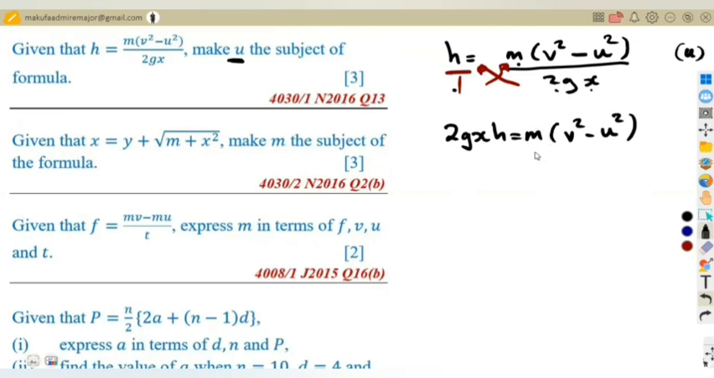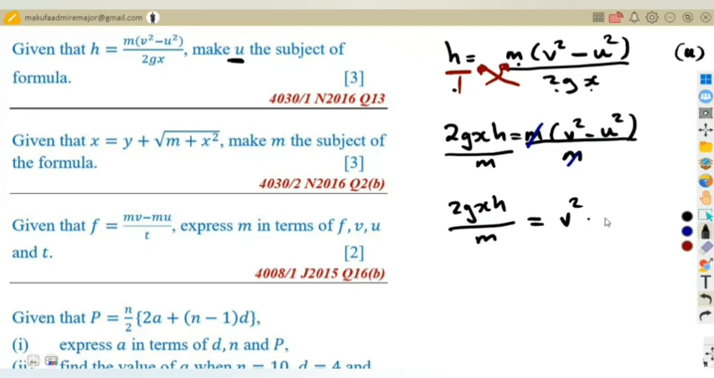Yes, we can divide by m, since we do not have the part of m here. Or we can expand the brackets. So there are two ways here. We can expand brackets, or we can divide by m. So let's just introduce some other ways of calculating. So divide by m here. We are going to have 2gxh over m, which is equal to v squared minus u squared.